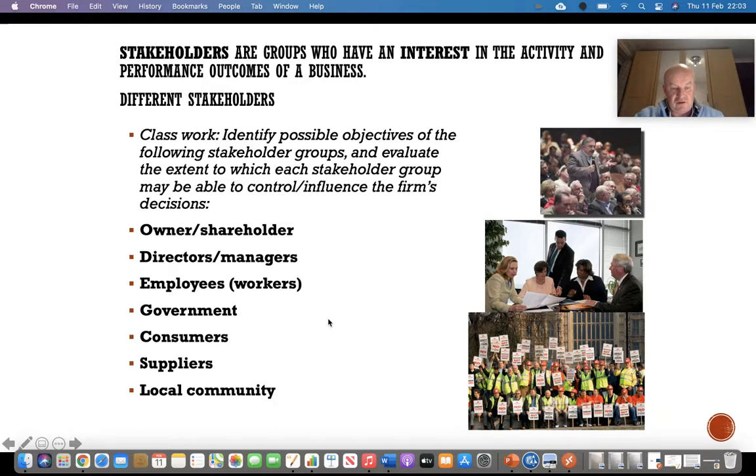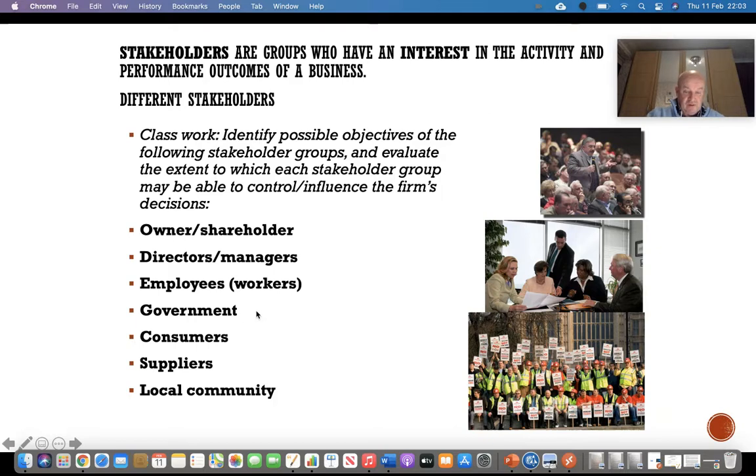So we've got an owner or a shareholder. Clearly, they would be a fairly fundamental stakeholder. Directors and managers within a business, employees clearly are going to be very important stakeholders. The government will be a stakeholder, because effectively, when you think about it, if a business is successful and it achieves higher levels of profit, then the government is going to benefit from that, because they will receive taxes on the profits that are achieved.